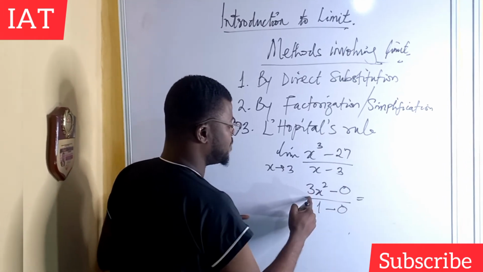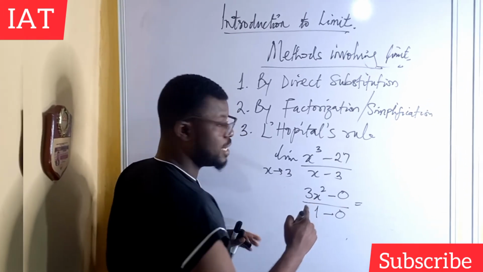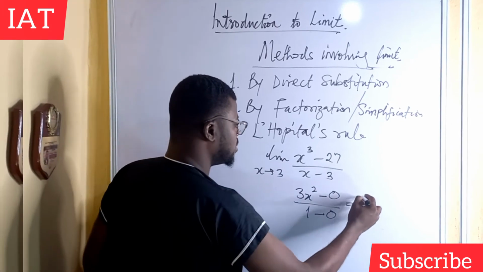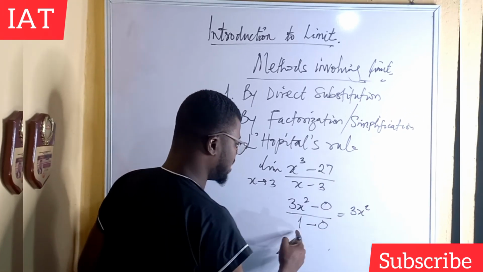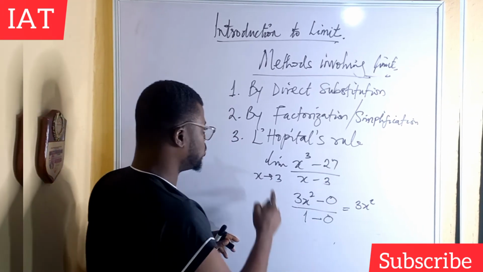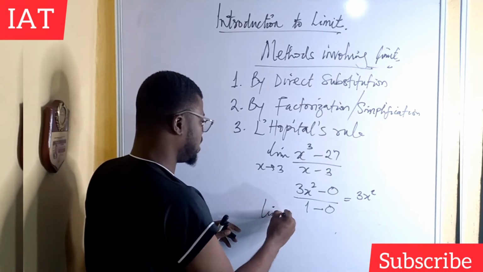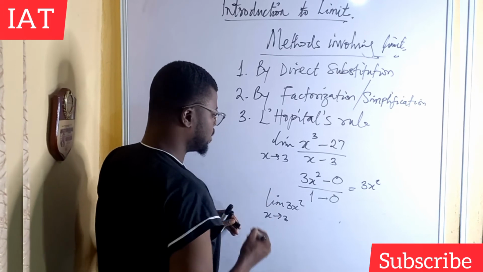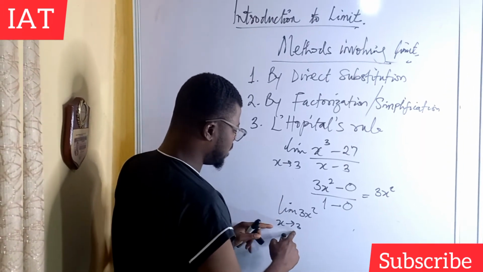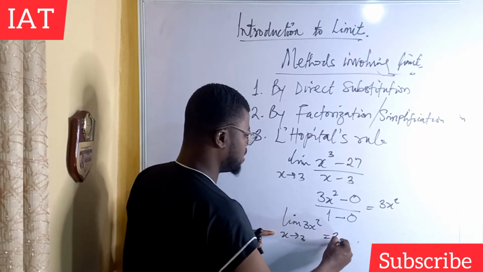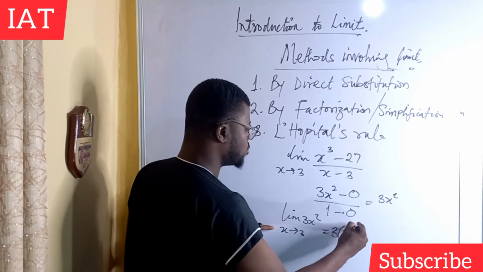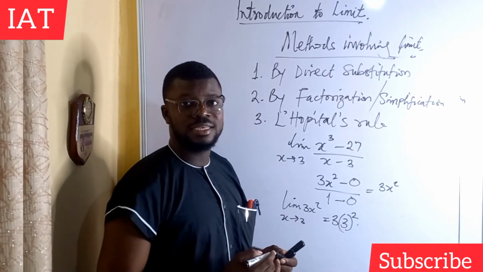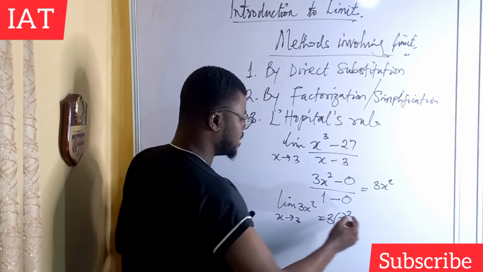And what we have here is 3x squared minus 0, which is 3x squared, and if that is divided by 1 it is still 3x squared. So we have the limit of 3x squared as x tends to 3. At this point, we plug in the value of x here. So we have 3 into 3 all squared. And 3 squared is 9. And 3 times 9 is 27.